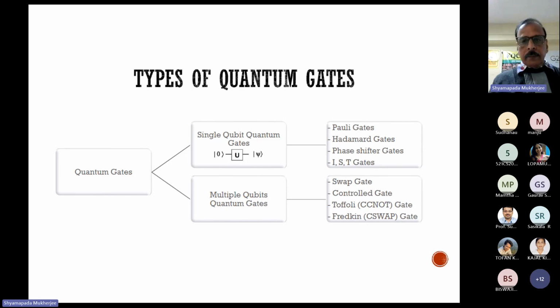So these are the gates. Next. So now you see the representation of different gates, like your X gate, Y gate, Z gate, H gate, S gate, T gate, then control NOT gate, control Z gate, then swap gate, then Toffoli gate. It is coming to the screen.